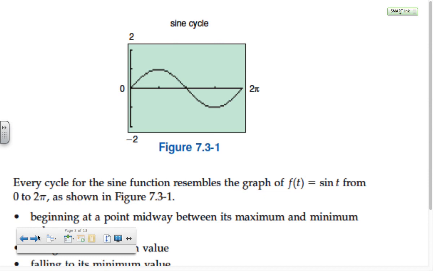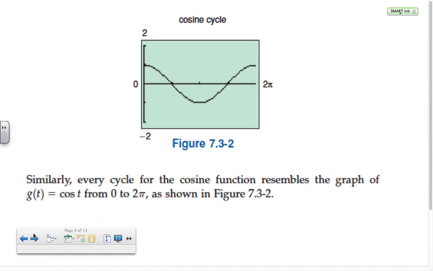It starts halfway through, between its minimum and maximum. It rises to a maximum and falls to a minimum. So a lot of this is conceptual knowledge.